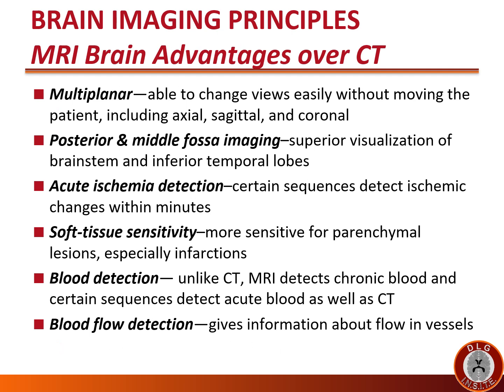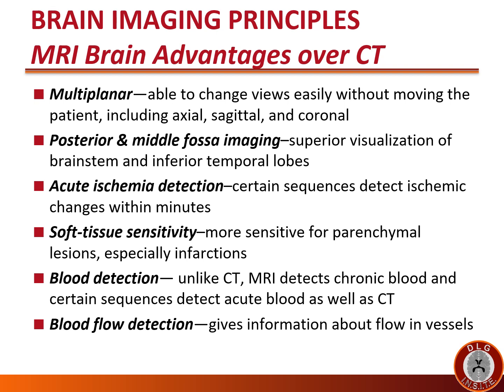MRI brain has distinct advantages over CT brain. For example, MRI brains are multiplanar, able to change views easily without moving the patient, including axial, sagittal, and coronal images. MRI brain is superior for posterior and middle fossa imaging, with resultant superior visualization of the brainstem and inferior temporal lobes. MRI brain is excellent for acute ischemia detection. Certain sequences detect ischemic changes within minutes.